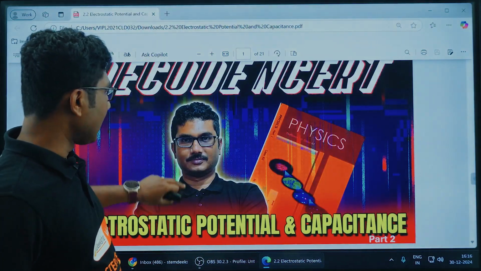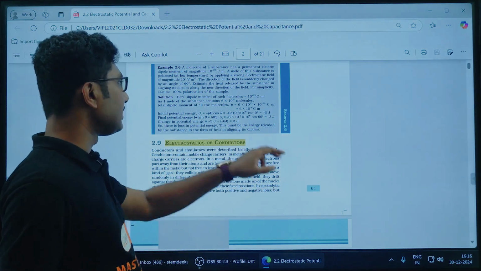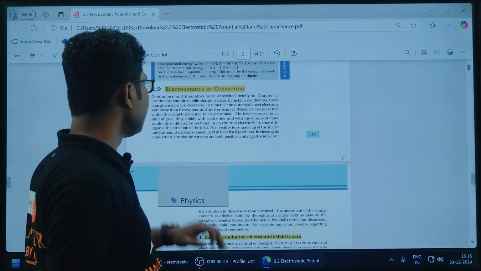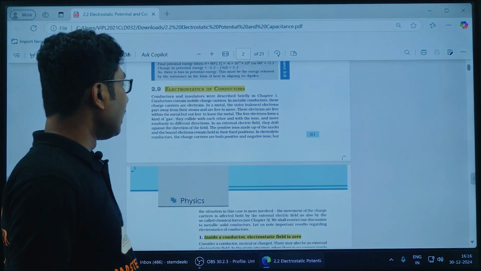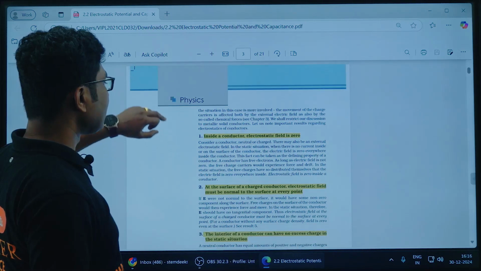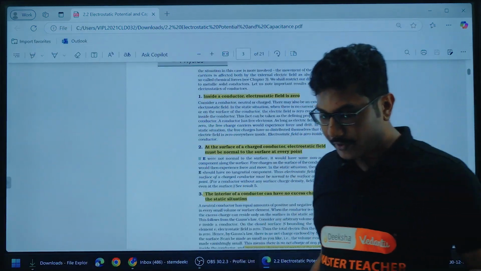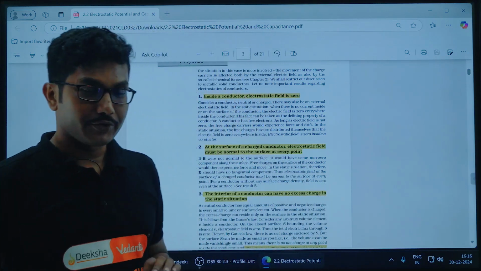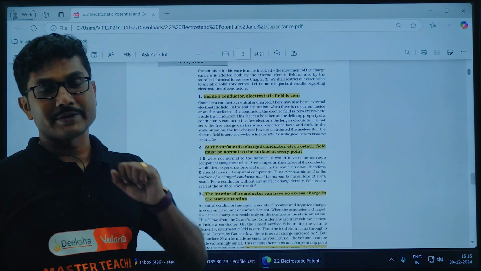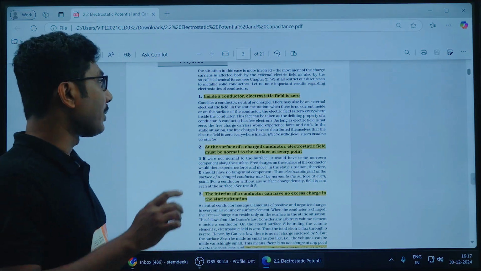So let's start with the chapter where we left. We have completed up to page number 61. Up to this we have completed, and we are continuing with electrostatics of conductors. From here we will start. So first of all, there are a few very important points. All of these points are super important for MCQ questions, for short answer type questions, and fill in the blanks questions. Everything is possible from these few statements, whatever I am going to discuss right now. Okay, so understand them properly.